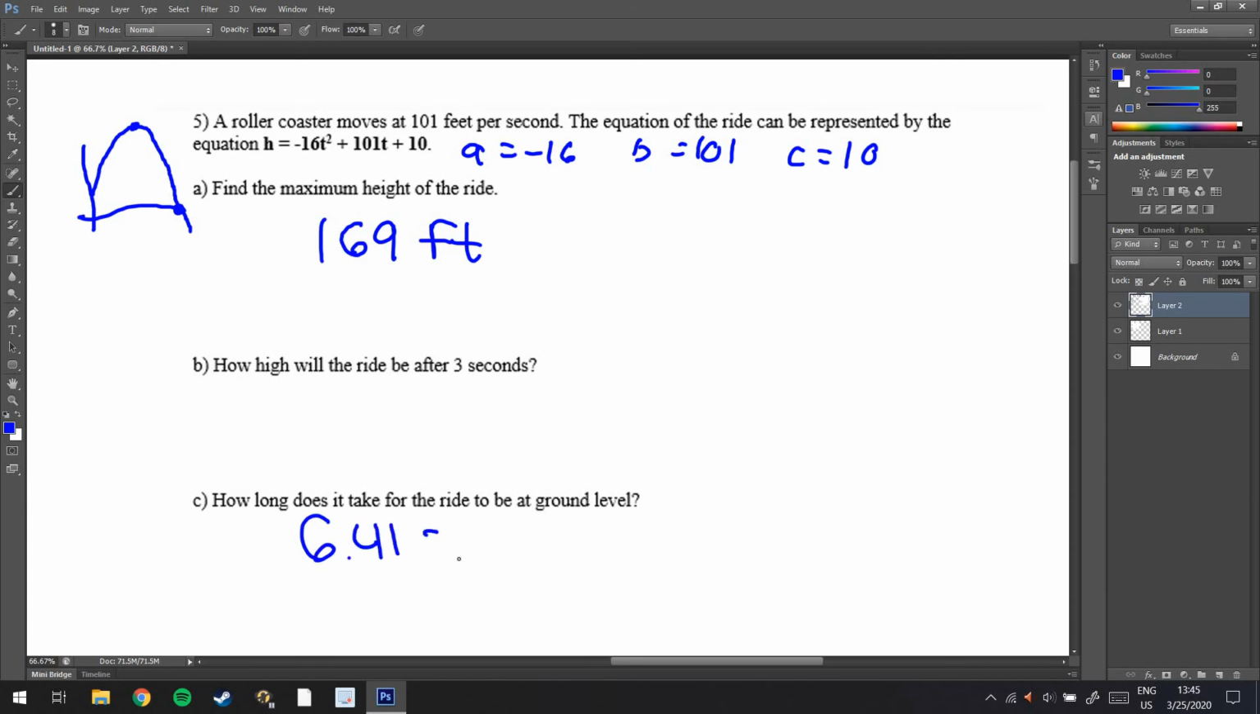So it takes 6.41 seconds. We did this in the TI using the second trace and finding zeros. So this is our 0, or a solution. We found the 169 feet in our calculators using second trace maximum.